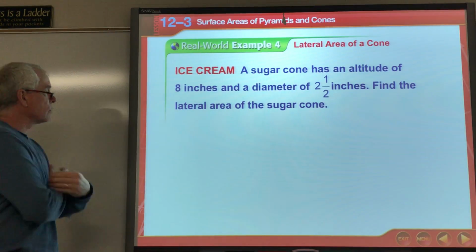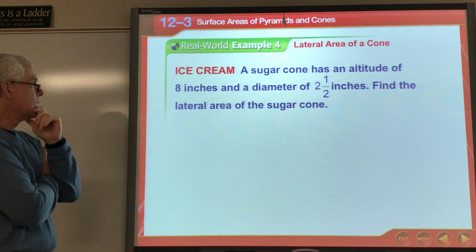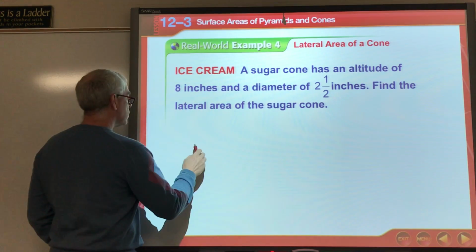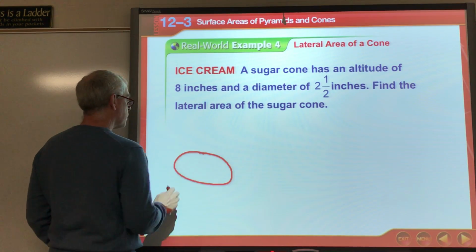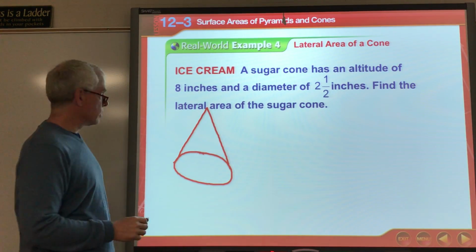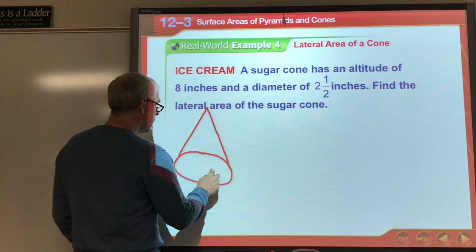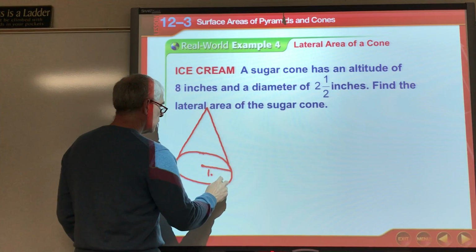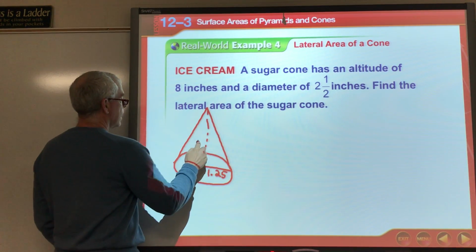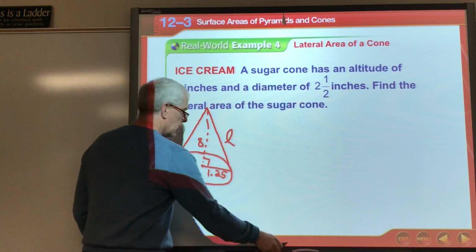So a sugar cone has an altitude of 8 inches. Now that is the height, that's not the slant height. That's going from the vertex straight down. And a diameter of 2.5 inches, find the lateral area of the sugar cone. So let's just sketch this thing really quick here. Pretend I'm good at sketching these. Okay. So the diameter is 2.5, which means the radius is going to be 1.25. Okay. And I'm going to put this up here. This is that 8. This is that altitude of 8. And so my slant height's going to be there.